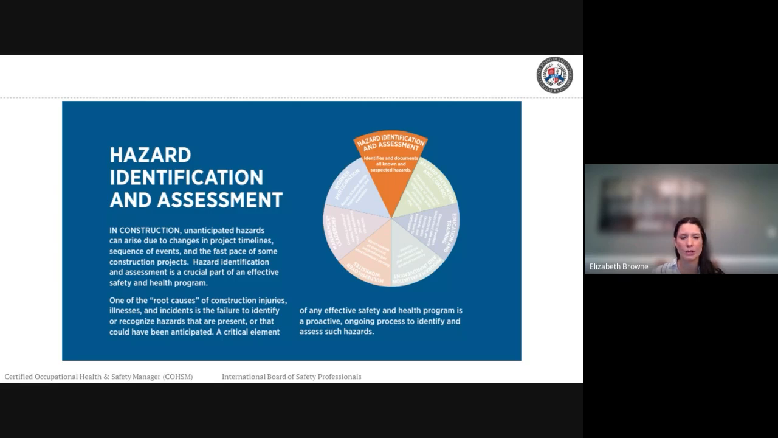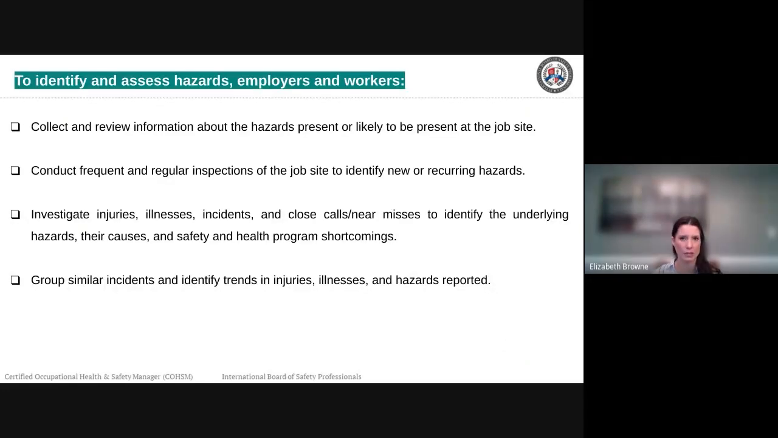We will oftentimes do a hazard identification or a job hazard analysis daily on a construction site because of the changing environment and the nature of the construction industry itself. We need to ensure that we're looking at what today is bringing for our workers and what hazards we need to control. One of the root causes of incidents in construction is the failure to identify or recognize hazards that are present or that should have been anticipated. And so that's why it is a critical element of an effective safety and health program to provide a proactive, ongoing process to identify and assess these hazards throughout the process, not just at the beginning of the work, but as an ongoing part of the construction site.